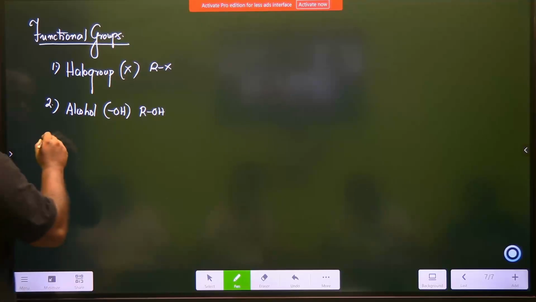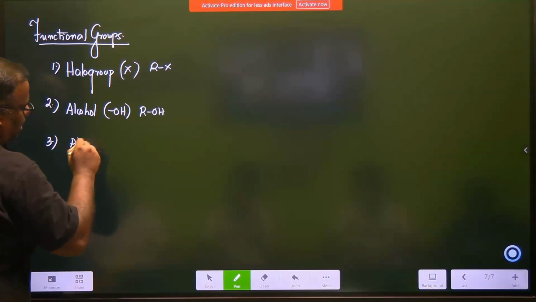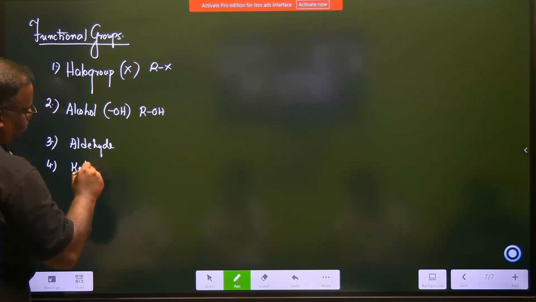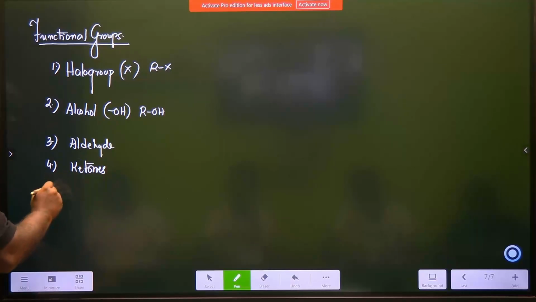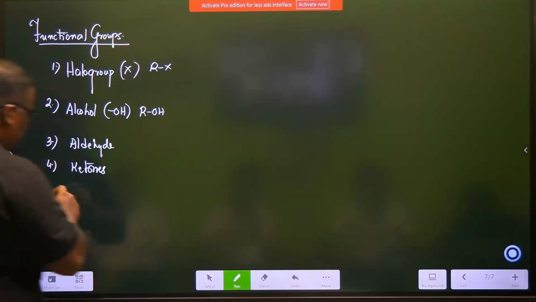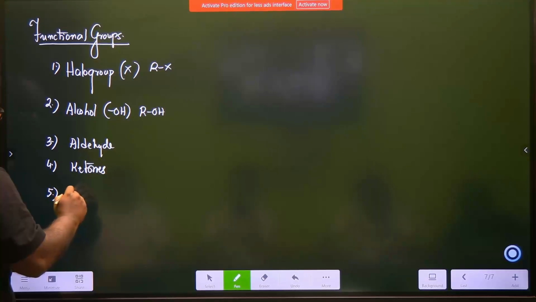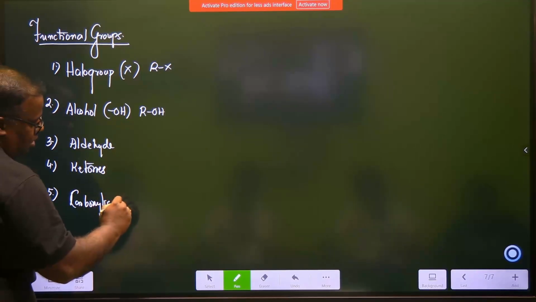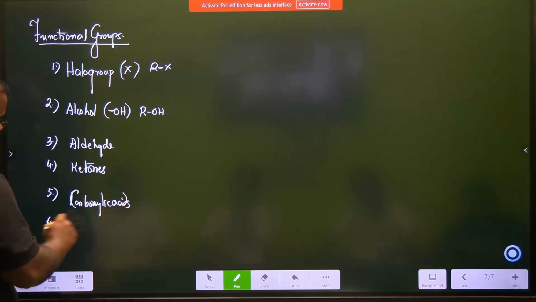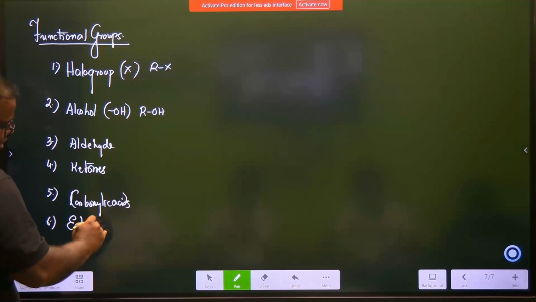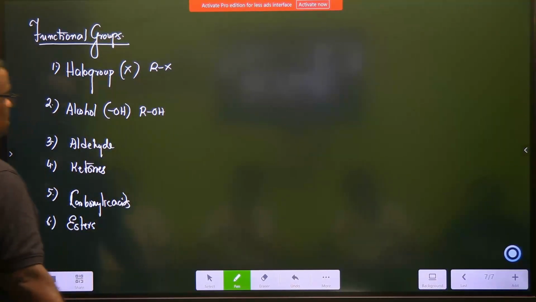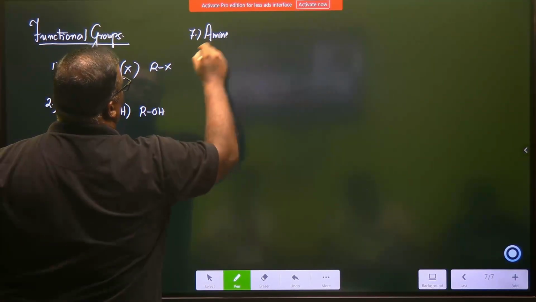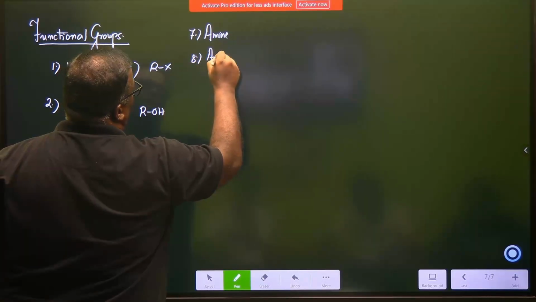Now we will see some classes of compounds which are known as aldehyde. Then we will see ketones. Understand these things, it will be very easy for you. Then we will see carboxylic acids. After that, we will see a class of compound called esters. These are all mentioned in CBSE. We'll see two more. One is amine, just for knowledge purpose, and we'll also see amide.